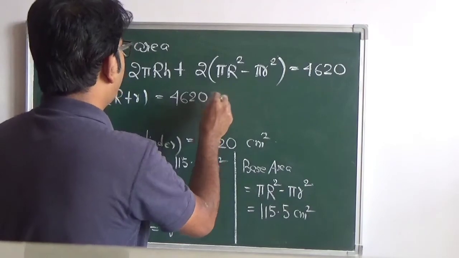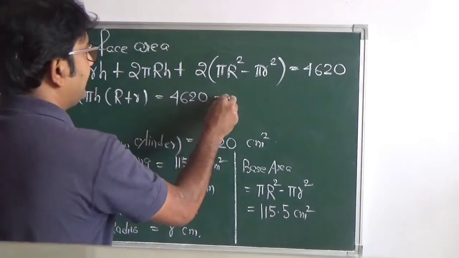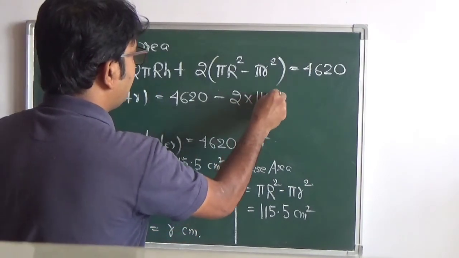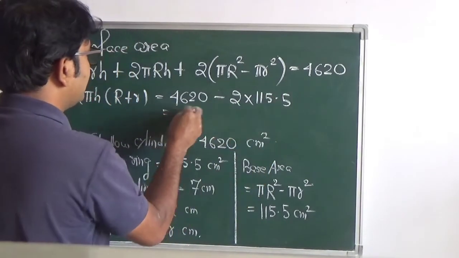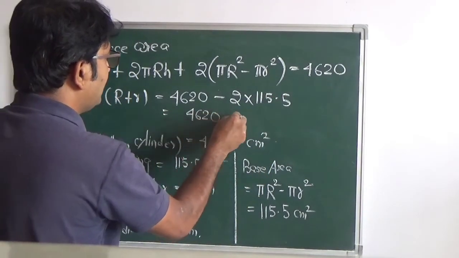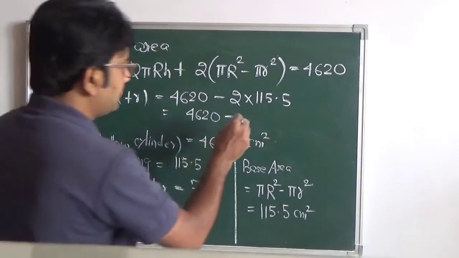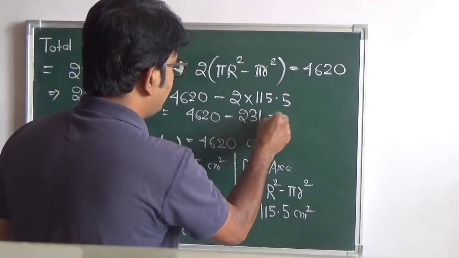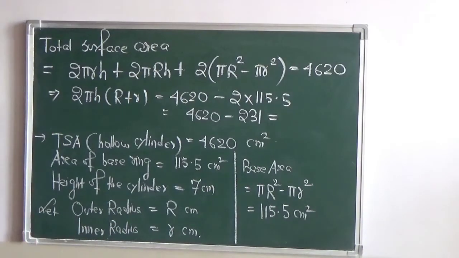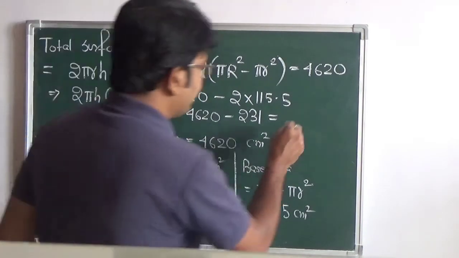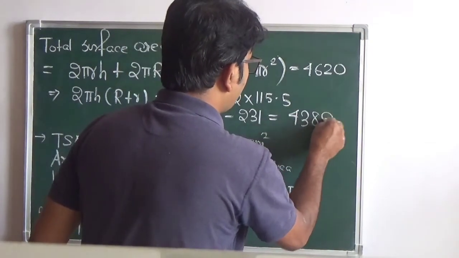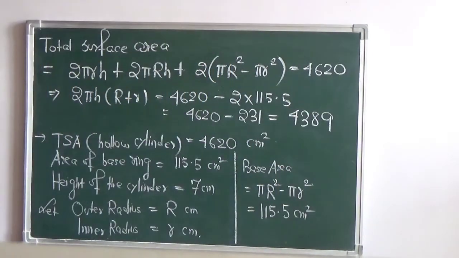So this is minus, we can write 2 into 115.5. So this is coming to 4620 minus, how much is this? 230, and this is 231. This is 231, and this will come to 4389. So this is coming to 4389.